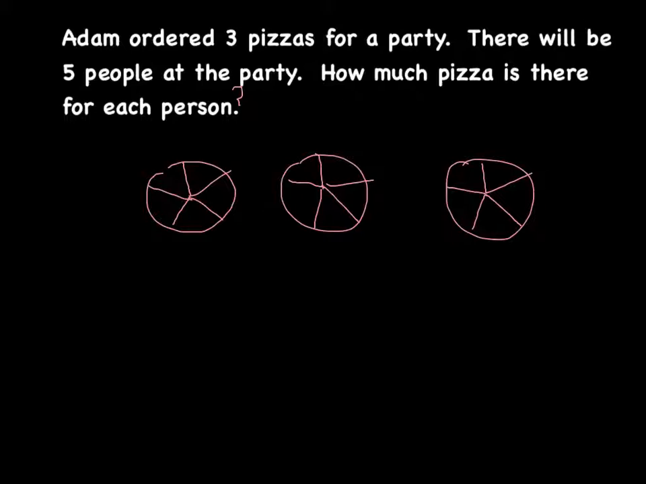In this problem, it says that Adam ordered 3 pizzas, but it doesn't say how many slices each pizza had. And he says that there will be 5 people at the party. So in order to determine how much pizza there is for each person, we need to draw our 3 pizzas, and we can split each pizza into 5 equal parts. We'll say we have one for Adam, Bill, Charles, Daryl, and Ed. And each of them would get a slice of each pizza.